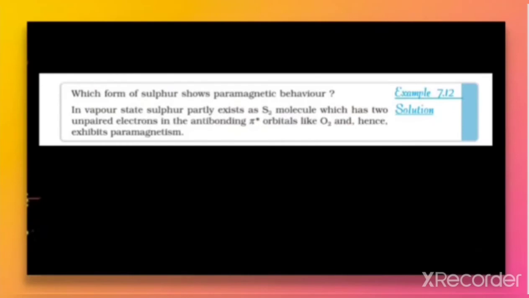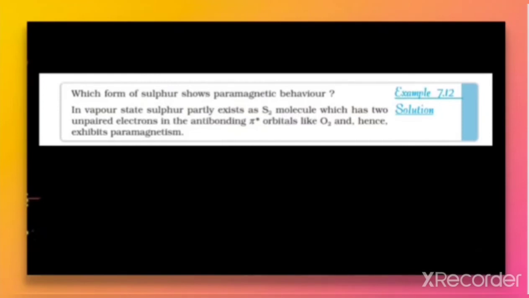One question is given in the textbook based on this topic, example number 7.12. Which form of sulfur shows paramagnetic behavior? Usually this question is familiar in the board examination. In the vapor state, sulfur exists as the S2 molecule, which has two unpaired electrons in the antibonding pi star orbitals like oxygen. Hence, it exhibits paramagnetism.